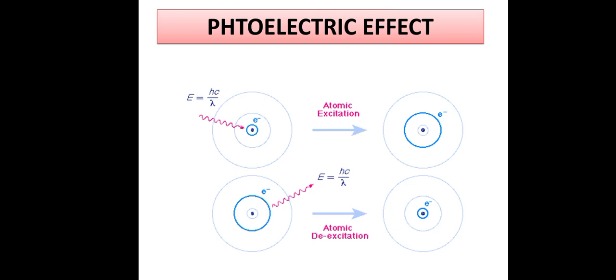Photoelectric effect. H. Hertz performed a very interesting experiment in which electrons were ejected when certain metals, for example potassium, rubidium, cesium, etc., were exposed to a beam of light. This phenomenon is called the photoelectric effect.